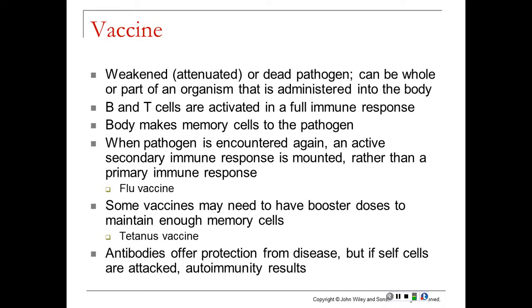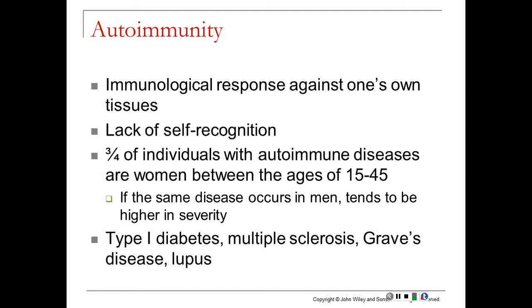Antibodies offer protection from disease, but if those self cells are attacked, something called autoimmunity results. There are several different autoimmune disorders that we will talk about throughout this class. Let's talk about some of them right now. Autoimmunity is the immunological response against one's own tissues. So your body is actually attacking itself. It does not recognize itself as part of you.